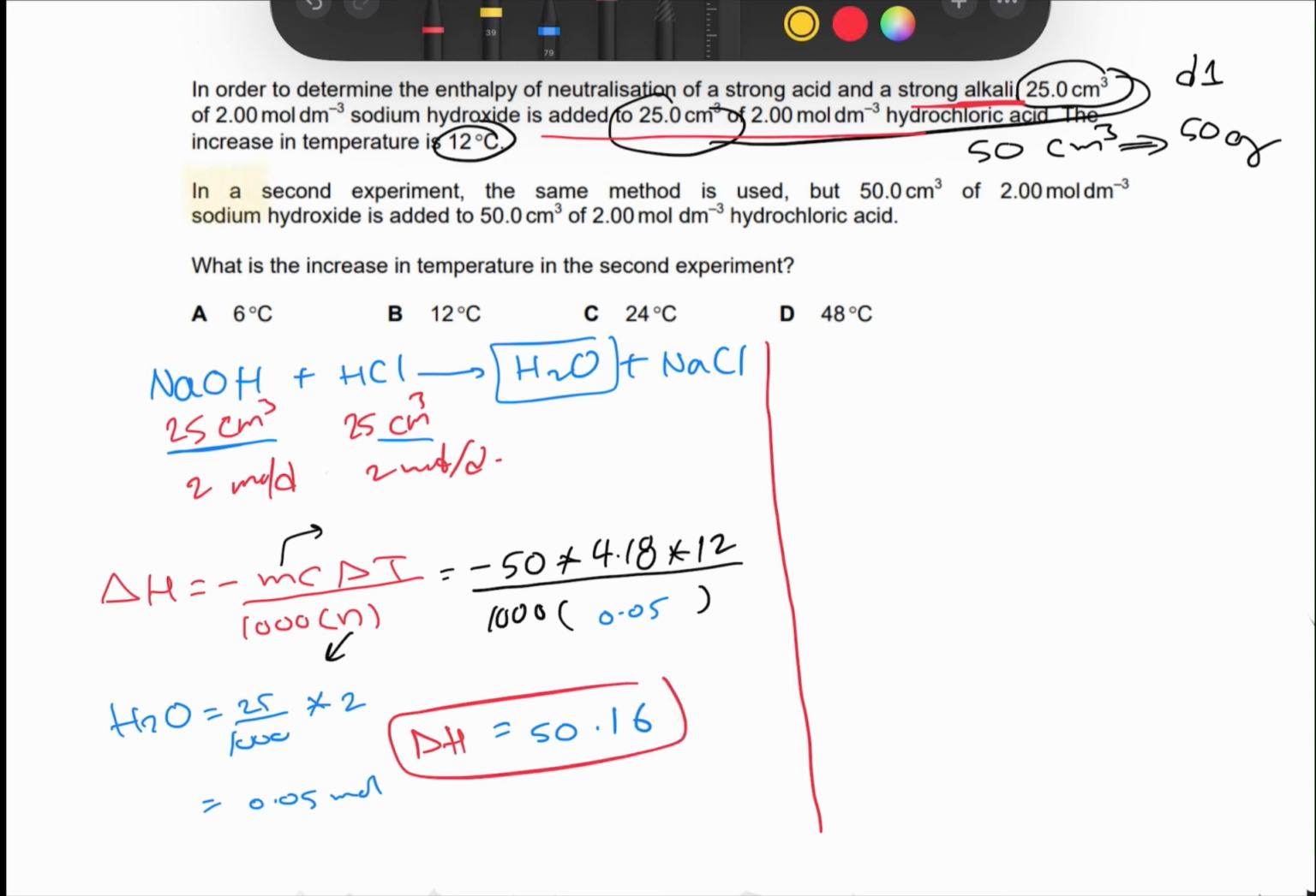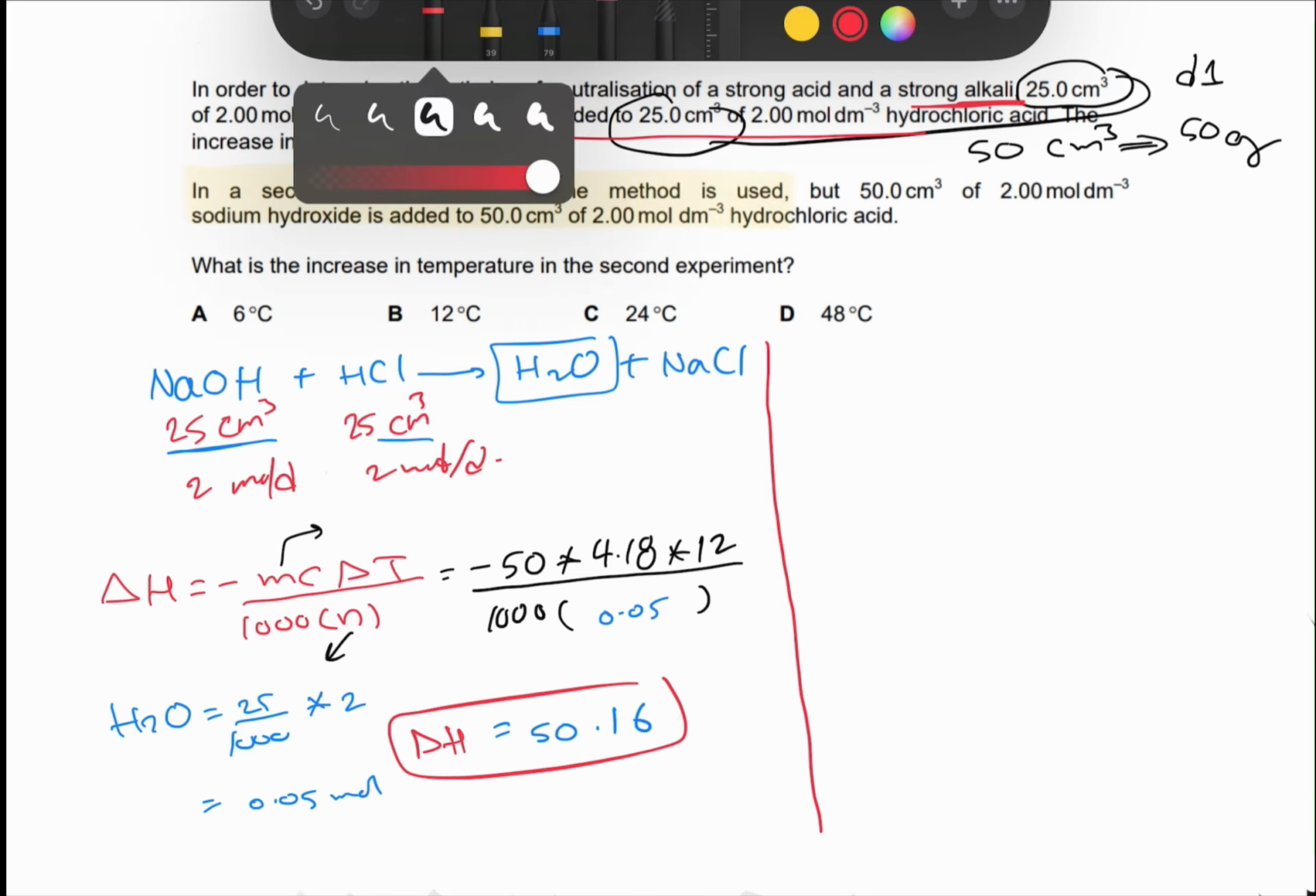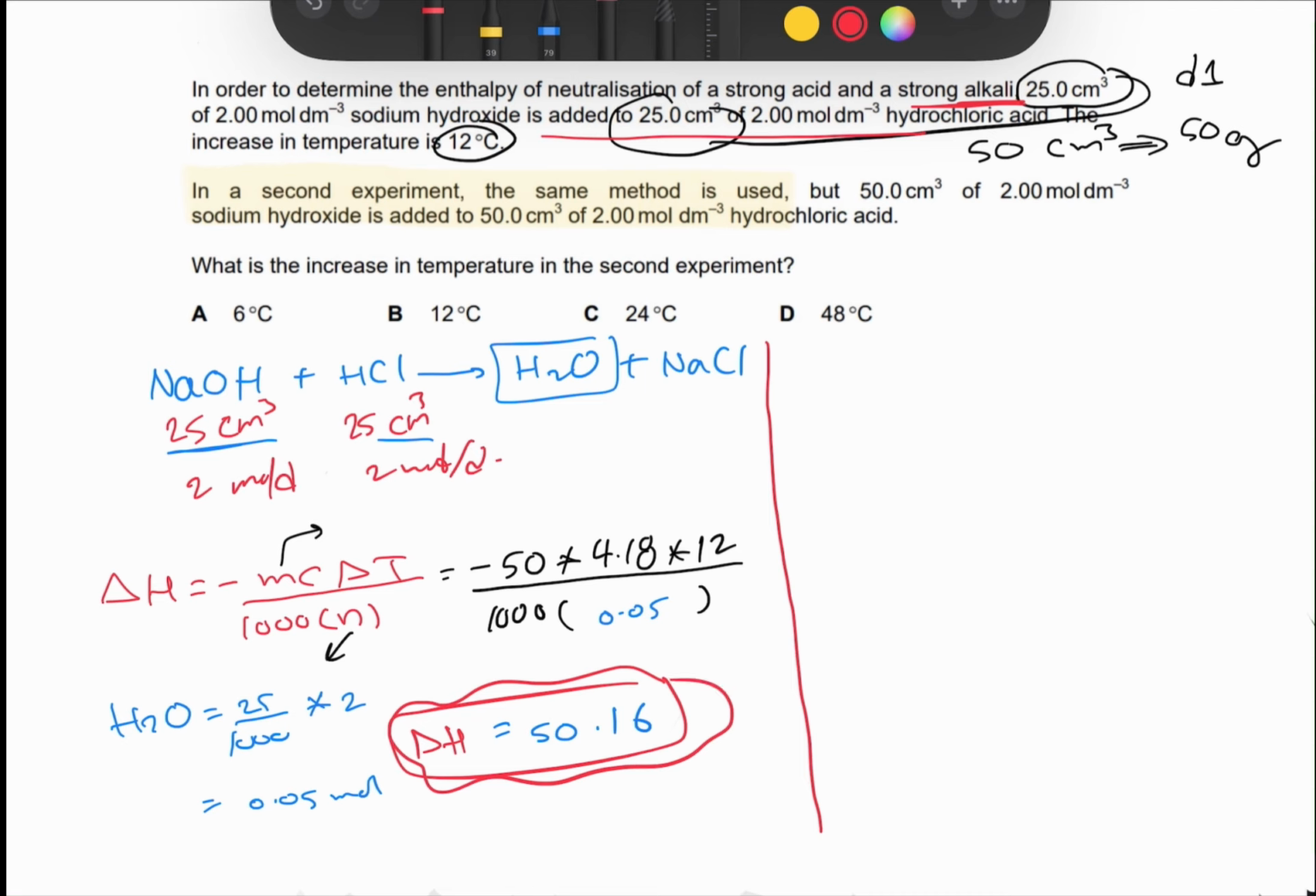It says that in the second experiment, the same method is used. We're using the same conditions. And since we're using a strong acid and strong base, we're supposed to have a delta H of 50.16 in experiment number 2. So it says that in experiment number 2, we changed the volumes to be 50 for acid and 50 for base. And let's repeat it again.